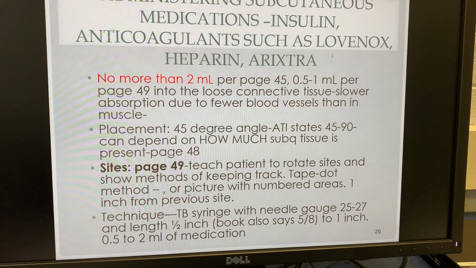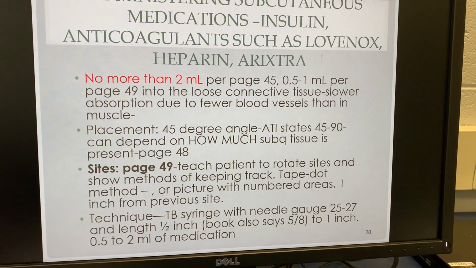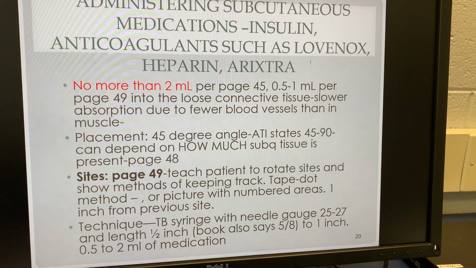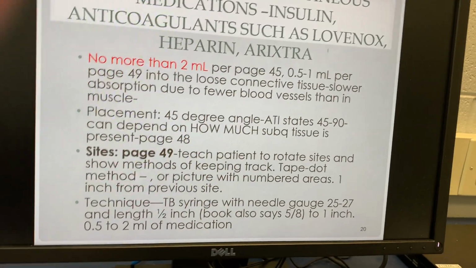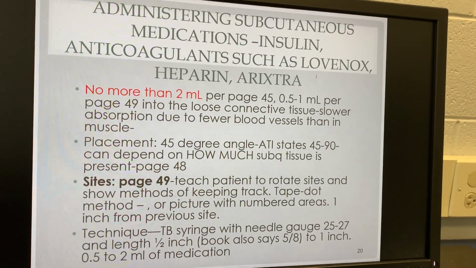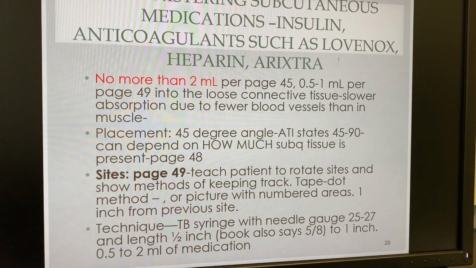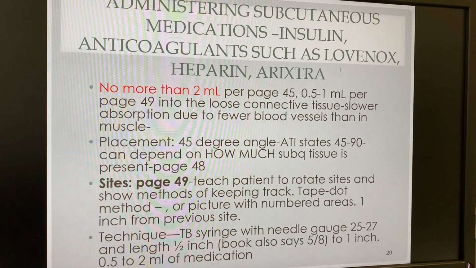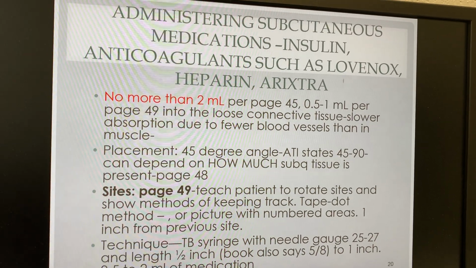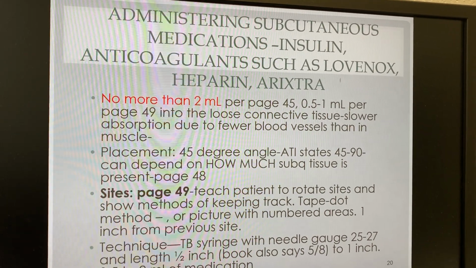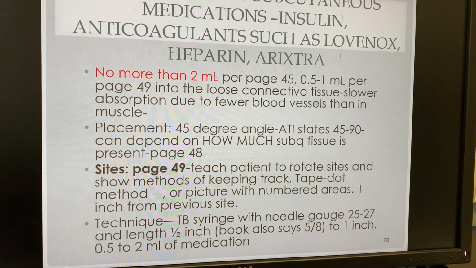You can also do something called the tape dot system. You can get a little dot Band-Aid, or you can go to Office Max and buy 1,000 of those little dots made for marking things. And you just tell your patient, give yourself the shot, put a dot over that spot. The next time you go to give your shot, just make sure you take off that dot and give it in another area, and then put a new dot.